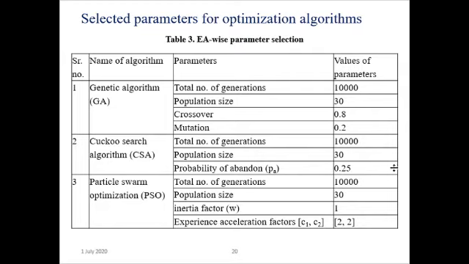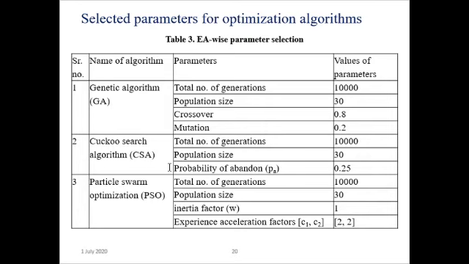The parameters selected during the execution of the program are tabulated in this table. For performing the comparison on a common platform, the number of generations and the population size are kept the same for all the algorithms. Generations are selected as 10,000 and population size as 30.